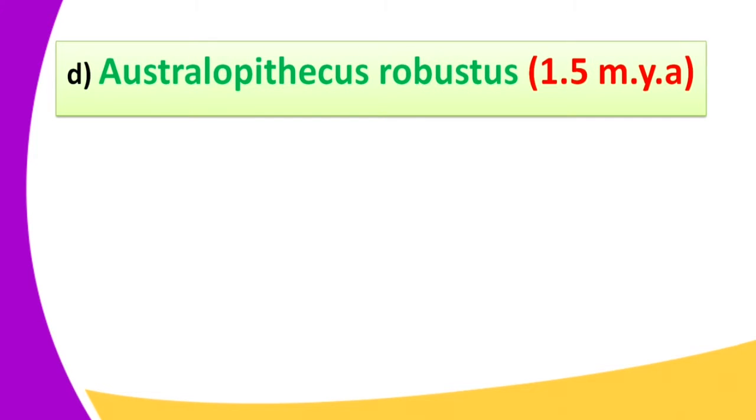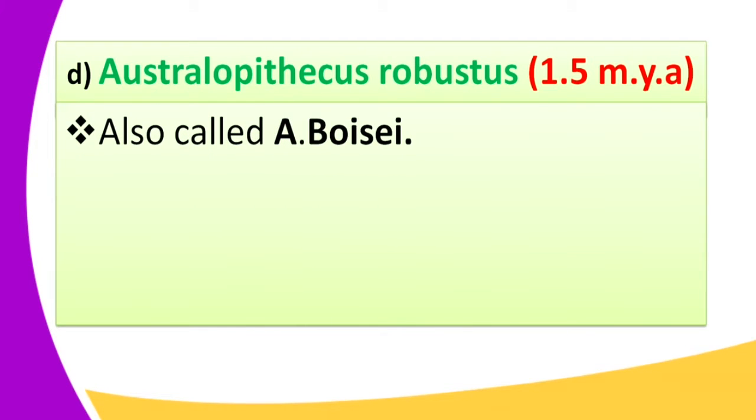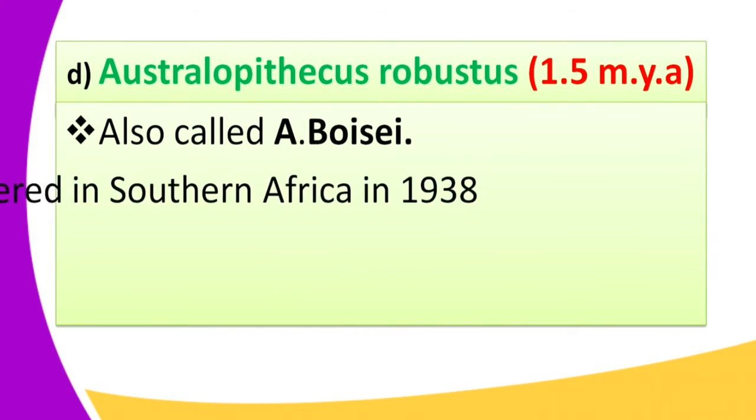The fourth species and the last, we have the Australopithecus robustus. The Australopithecus robustus, this is the most recent in that order, and lived between 2.5 to 1.5 million years ago. So Australopithecus robustus is also known as Australopithecus boisei. So this species was discovered in South Africa in 1938.